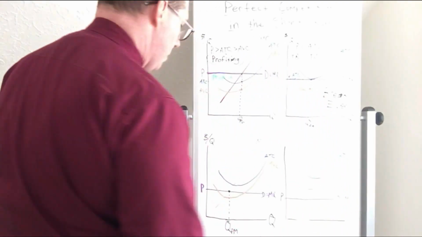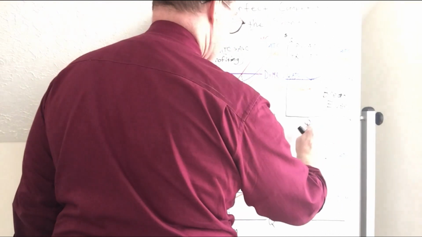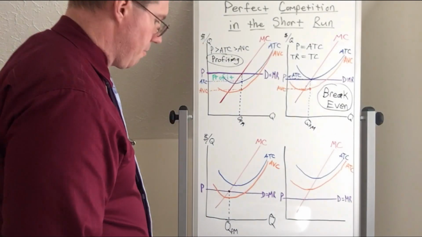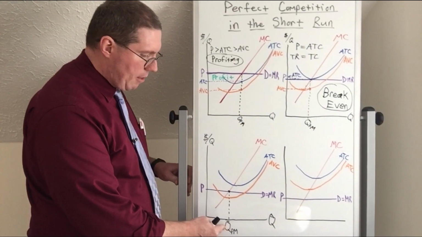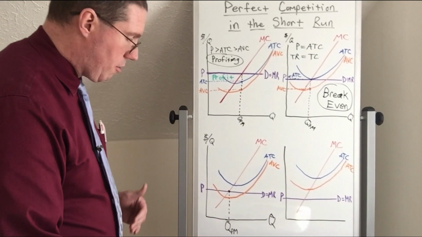But I'm going to put, excuse me, oh, this isn't supposed to be an F, that's supposed to be an M. Sorry, folks. Keep messing up. There we go. Profit maximizing. So we have the profit maximizing quantity here.